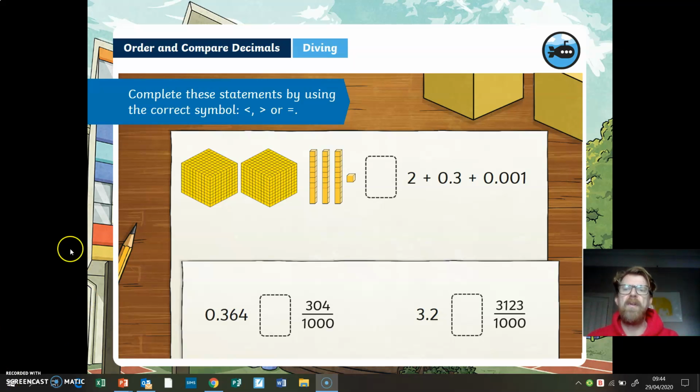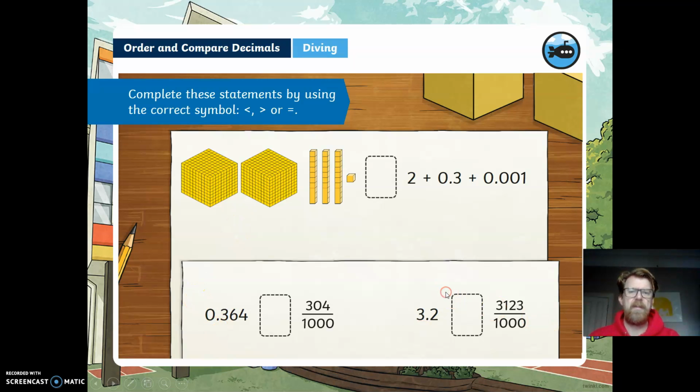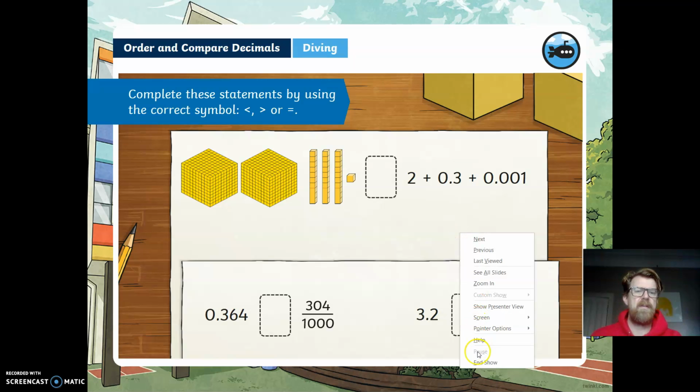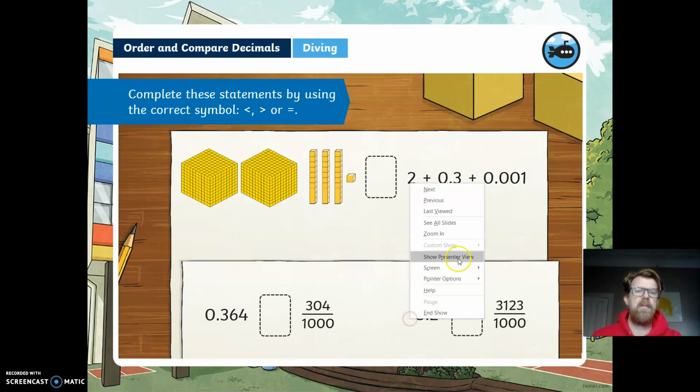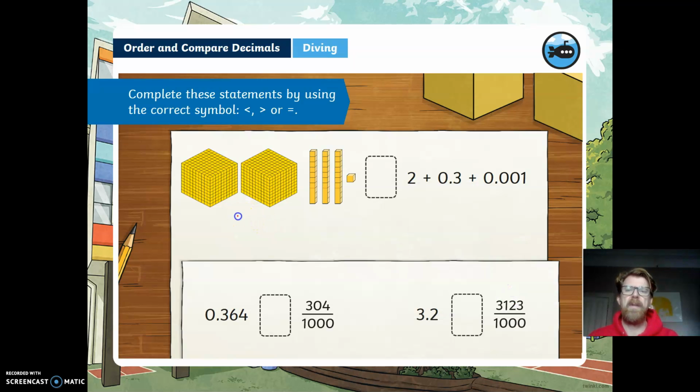So as before, we've got these two blocks here, which are whole ones, aren't they? Whole ones there. So that's 1 and 2. And we've got no tenths and 1 thousandth. So that would make that, I can now turn it onto just my pointer option. I'm going to go for a pen. So that would be 2.